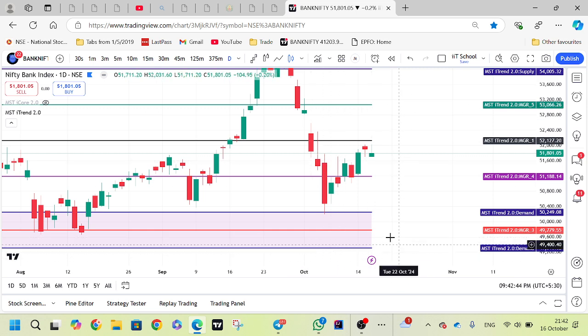Suppose something happens in the market suddenly overnight, some 2,000 points or 1,000 points fall, then that put option will save us. So from here to here, how much profit have you got? From 50,249 to 52,127, it is almost nearing.